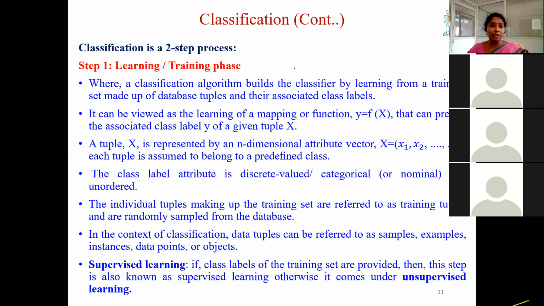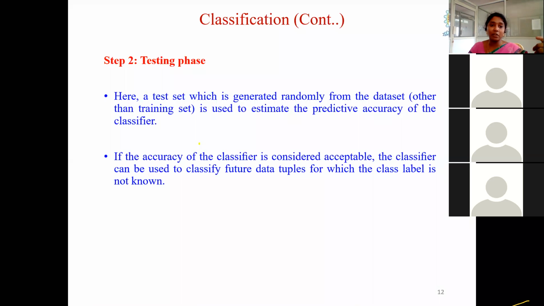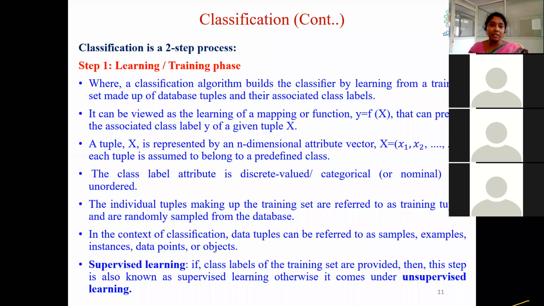Coming to the same thing here, classification is a two-step process. We already know about all these things, but I'm going through this again for a brief recap. The first step is the learning or training phase, and the second is the testing phase. I'm just repeating the same thing here. Observe carefully; I'm going to read out the things which we have already learned.